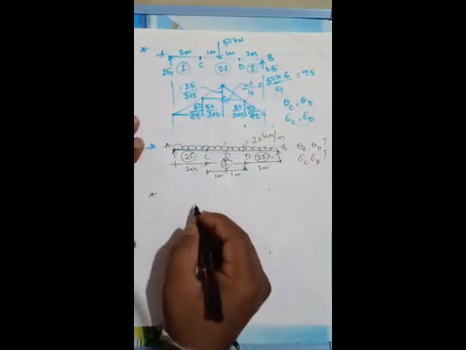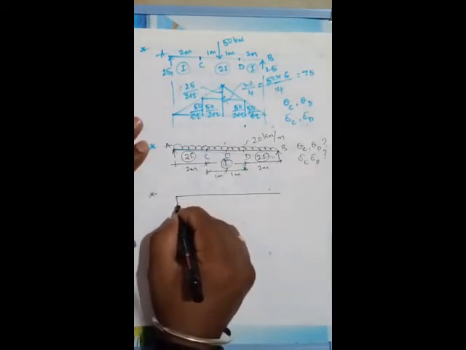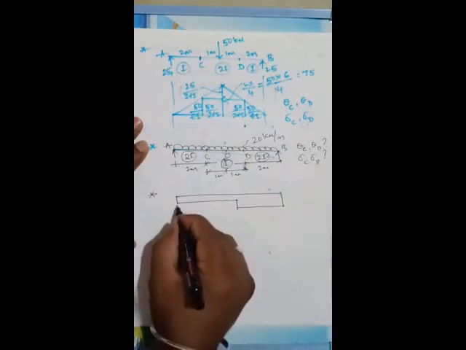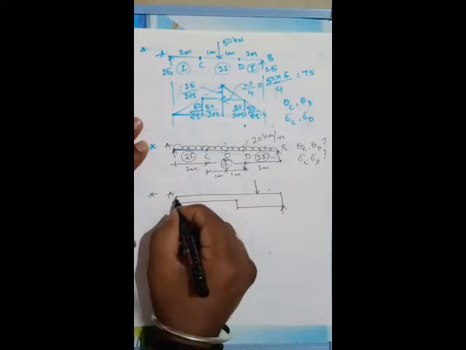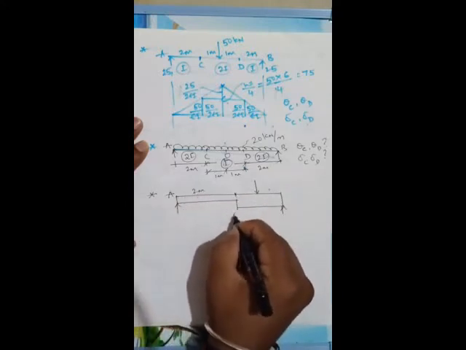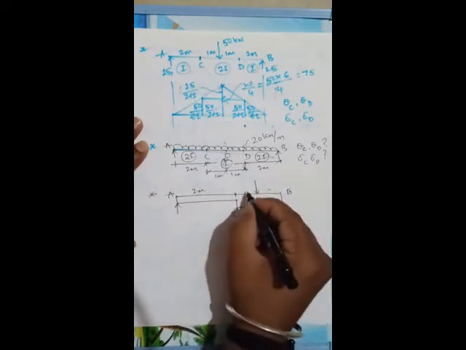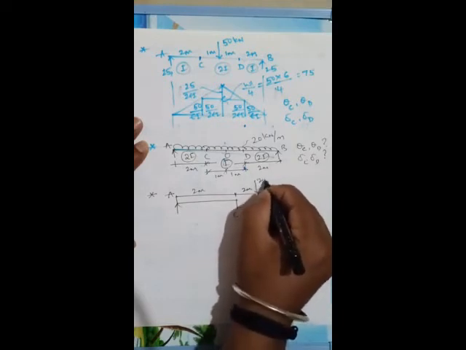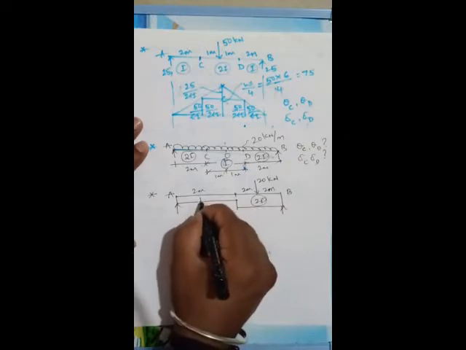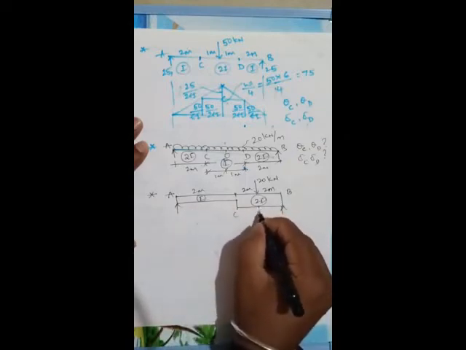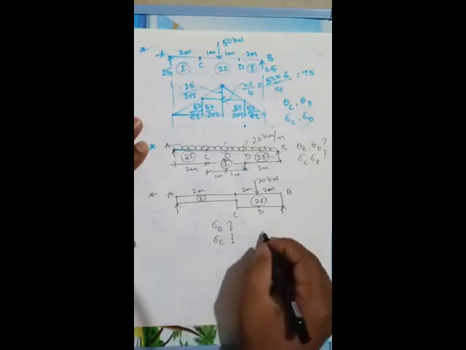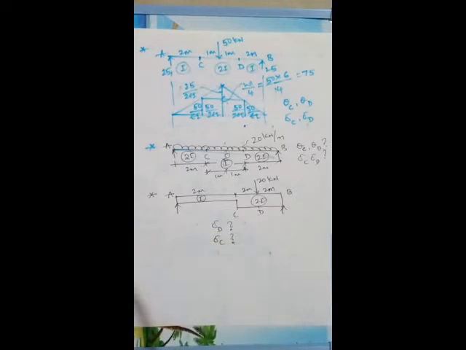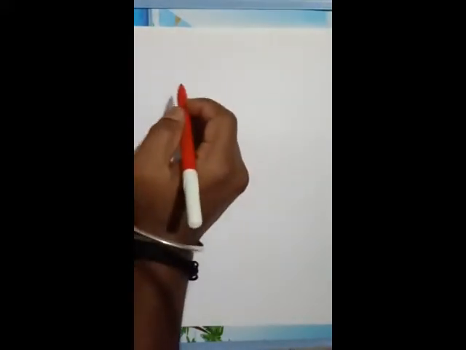And one more. So you can calculate what is delta C and delta D in this problem. Okay, take this as an assignment and solve it. Okay, let us solve one more problem.